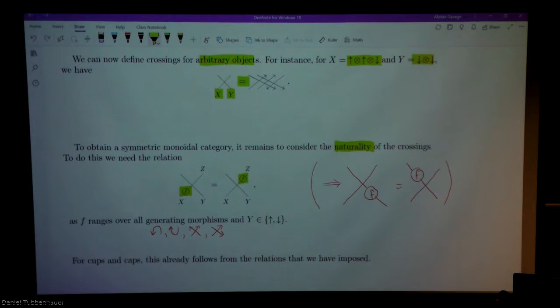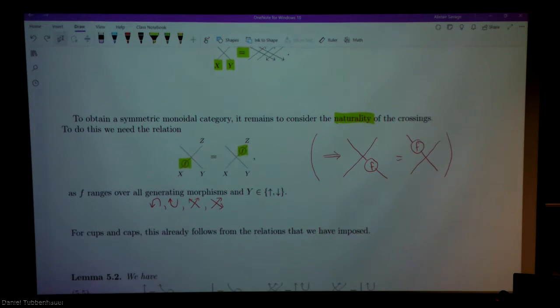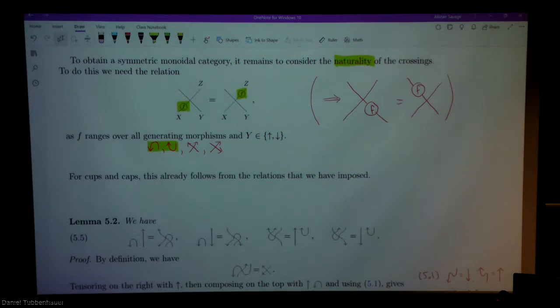Okay, so this gives us some relations. We either need to show they follow from what we already have, or if not, we need to impose an additional relation. So it turns out for the cups and caps, it follows from what we already have. Okay, so let's see that. So this is what we need, right? This particular relation where F slides through a crossing, if we take our F to be the left cap, then that becomes this relation. The left cap slides through the crossing, right? We saw this a little bit before.